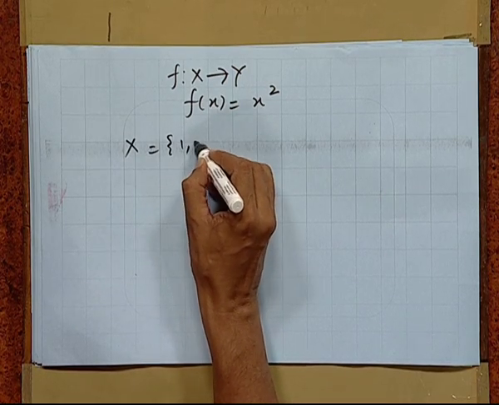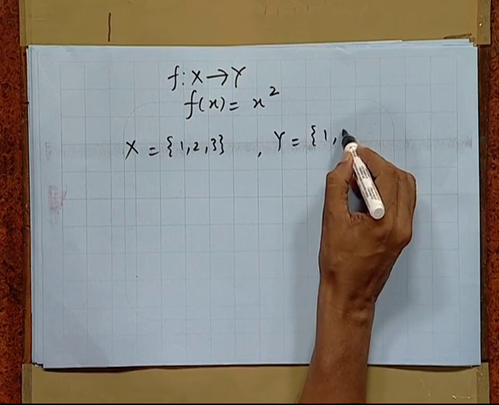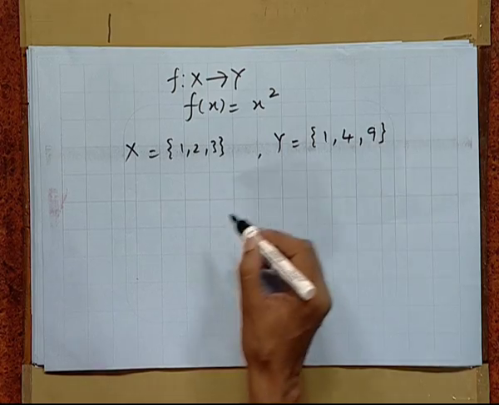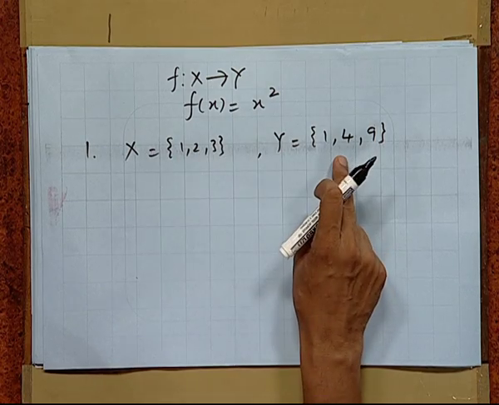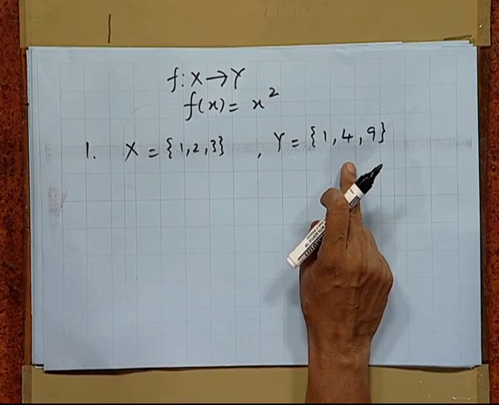So, we have to define X first. Suppose your X is 1, 2, 3 and Y is 1, 4 and 9. Now, my question is whether it is a function in the first case where X is 1, 2, 3 and Y is 1, 4, 9. Yes, it is a function, because every element has an image. For instance, 1 has image 1, 2 has image 4, 3 has image 9, and no element has more than one image. So, it is a function.